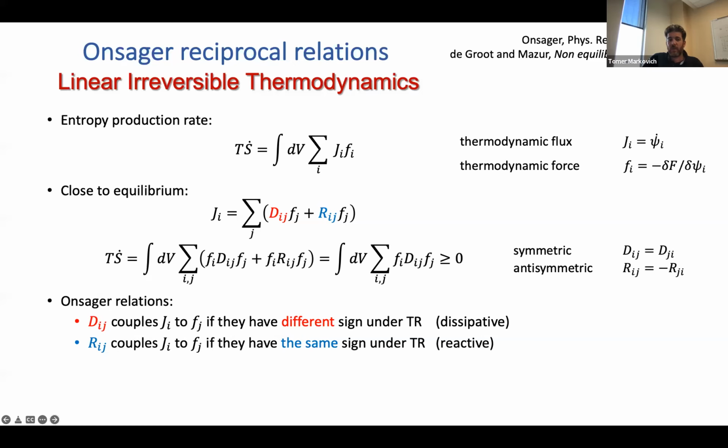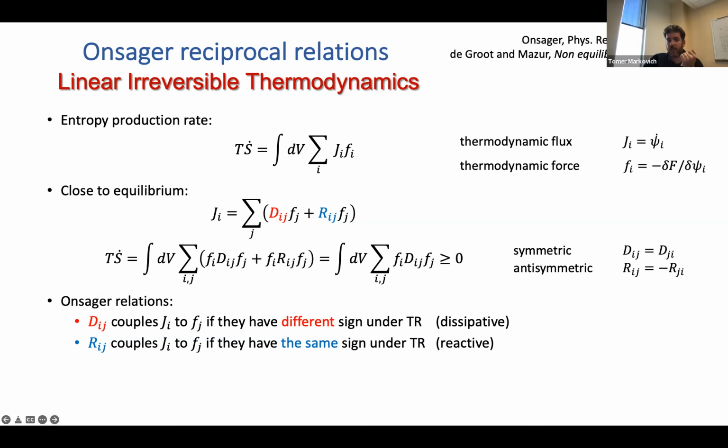But you can have two types of couplings. One type is dissipative coupling, which couples a flux to a force that has different time reversal symmetry. Or you can have reactive coupling, which couples a flux to a force that has the same time reversal symmetry. So dissipative coupling would be, for example, between the stress tensor, which is the momentum flux, and the strain rate. The stress is even under time reversal, the strain rate is odd. An example of reactive coupling would be, in a liquid crystal, when the time derivative of the director is coupled to the strain rate, and this is the shear alignment parameter. So this would be reactive coupling.